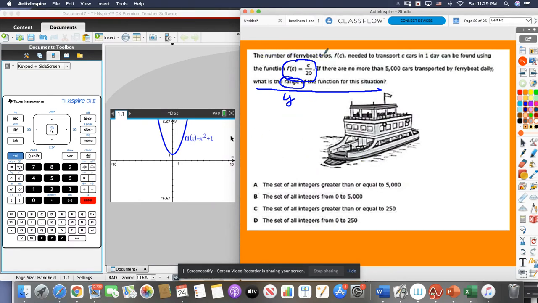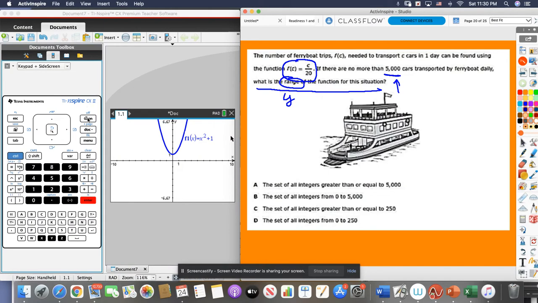The number of ferry boat trips F of C needed to transport C cars in one day can be found using this function. There are no more than 5,000 cars transported by a ferry boat daily. What is the range of this function? So they gave me an input and they're looking for the output.